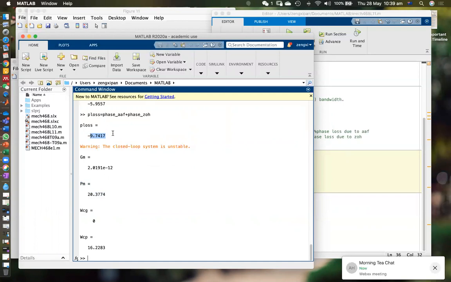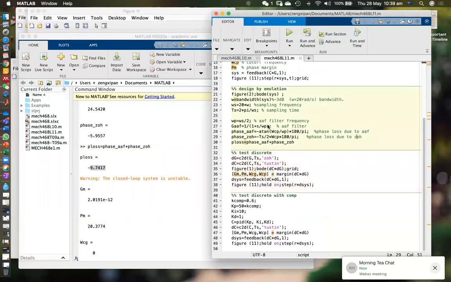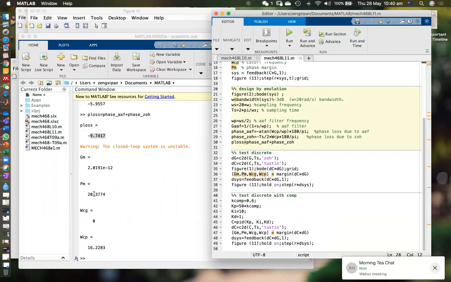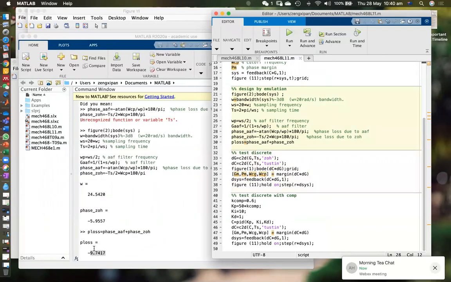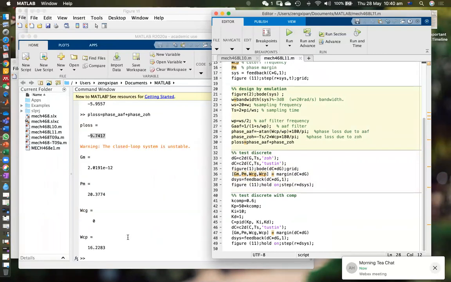Okay, so our estimation here, because the zero order hold is an approximation, it's not exact. So we estimated it's going to lose 10 degrees. It actually lost 7 degrees. It's 26 something gets to 20. WCP is crossover frequency. Sorry, that's not what we're talking about. Okay, so we lost say 7 degrees here.